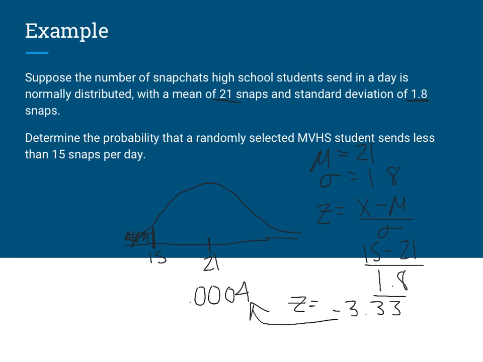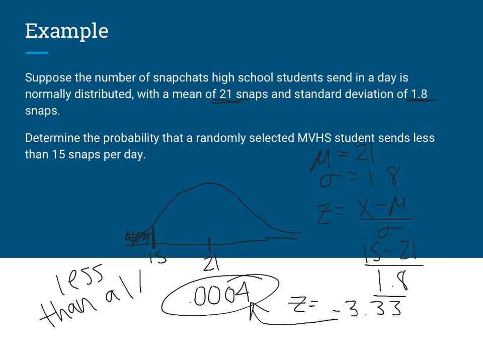0.0004. So what this is saying is that if the mean is 21 and the standard deviation is 1.8, there is less than a 1% chance that a high school student selected at random sends less than 15 snaps per day. So that's how we'll use this probability.